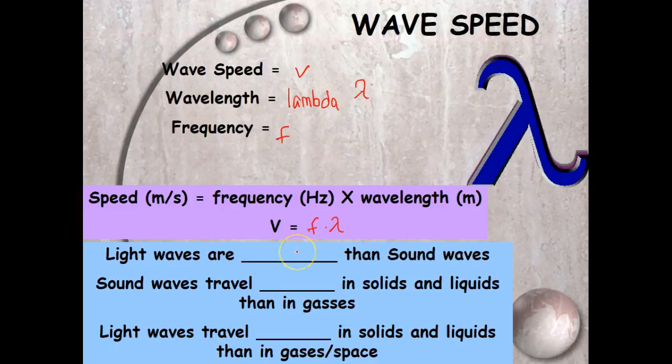Now, a couple little things to note about speed: light waves are faster than sound waves. Sound waves travel faster in solids and liquids than in gases. And light waves travel slower in solids and liquids than in gases or space. We'll talk more about how they differ when we talk about what happens when waves enter different mediums like solids, liquids, or gases in the next video.